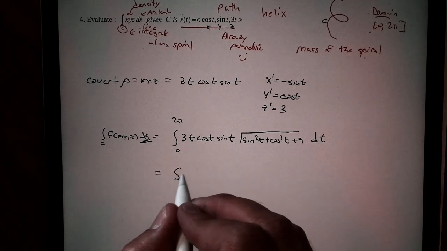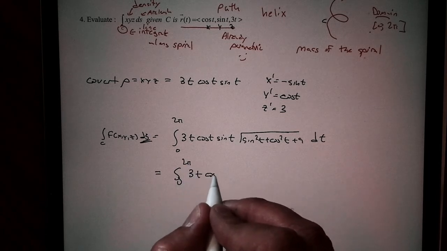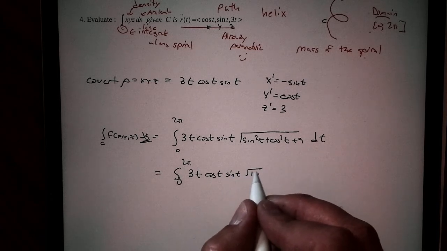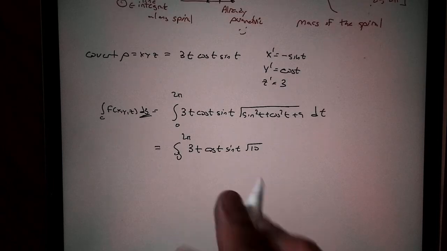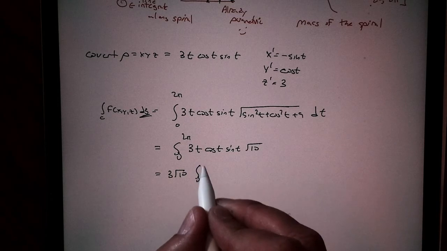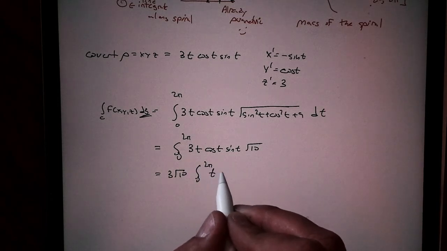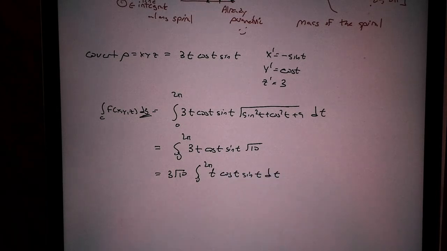So let's see here. We solve it. We get 0 to 2 pi, I can simplify 3t cosine t sine t, and that just becomes the square root of 10 right here. Factoring some things out, we get 3 root 10, from 0 to 2 pi, and what we're left with is t cosine t sine t dt.